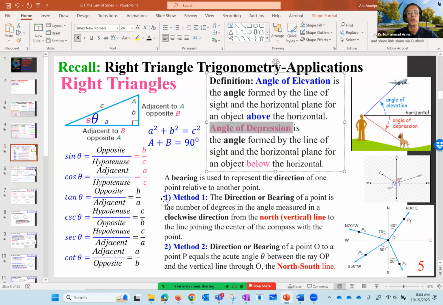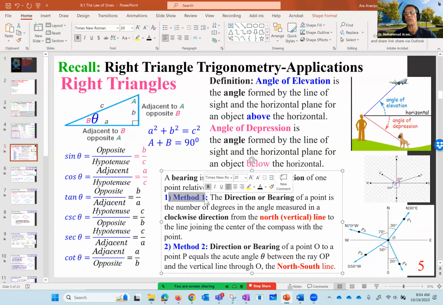Now, bearing, there are 2 methods. One is that you just compare it to the north side and you go clockwise. Method 2 is that you go either with north or south, whatever is the closest. So for example, P1 is closest to north. So you go with north 30 degrees east, but P4 is closest to south. So you go south 20 degrees east, as an example.